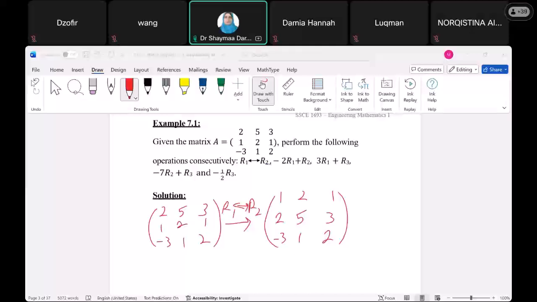Then I need to multiply the first row by minus 2, adding to the second row. I will multiply the first row, 1, 2, 1, by minus 2, then I will add it to the second row. Here: minus 2 R1 plus R2.